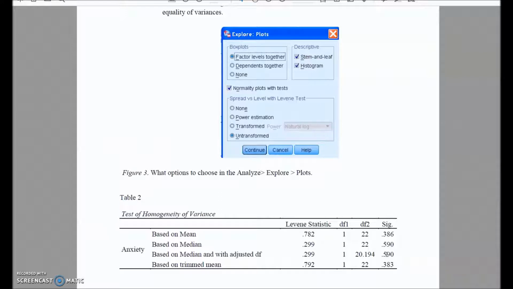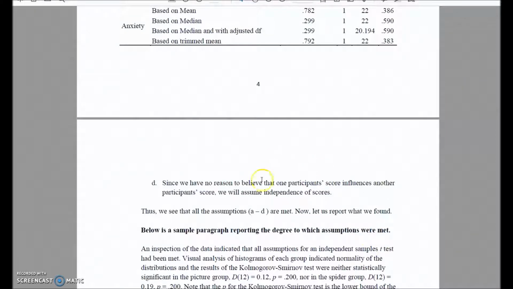So the last assumption that we look at is independence. Independence basically means that the score of one participant is not affecting the score of another participant. We have no reason to believe that one participant's score influences another participant's score, because I saw a picture of the spider, that's it. And you saw the real spider, but we are not meeting or talking or anything like that. So we can assume that.